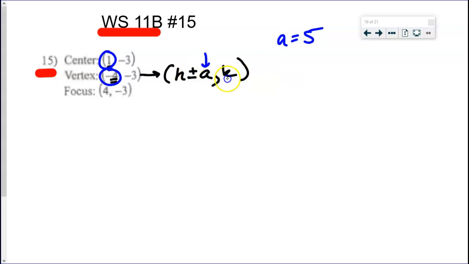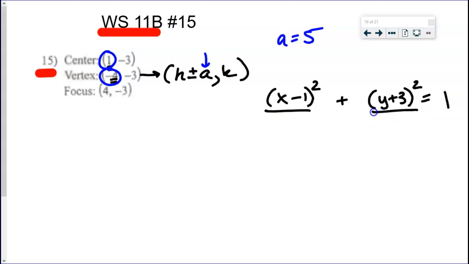And because it's the horizontal one, the major axis is going to be with the x part of the ellipse. So let's talk about this ellipse. Center at 1, -3. I can write the part that kind of looks like a circle right away, right? And I know it's going to say equals 1. What I figured out was, with this guy having a major axis along the x direction, and I just figured out that a is 5, that means down here you're going to have a 25, right?